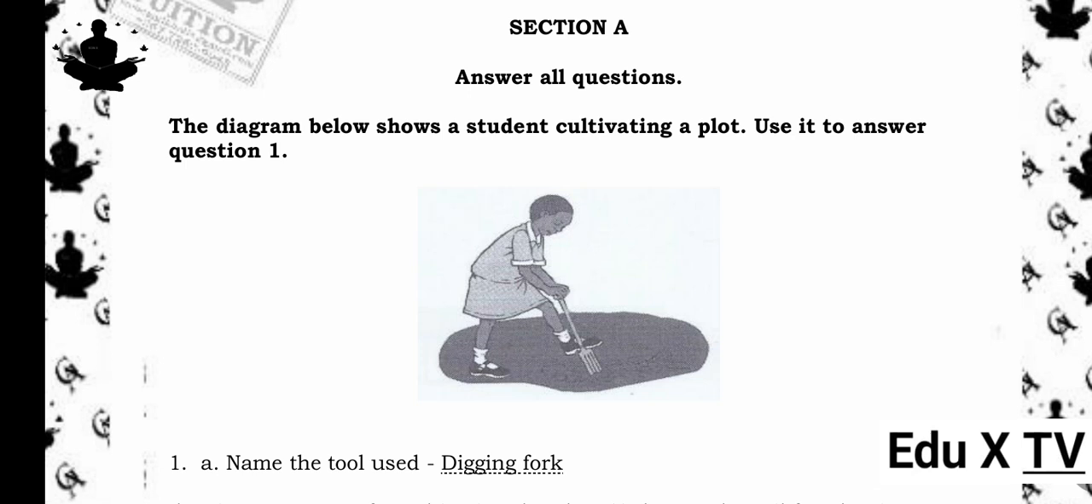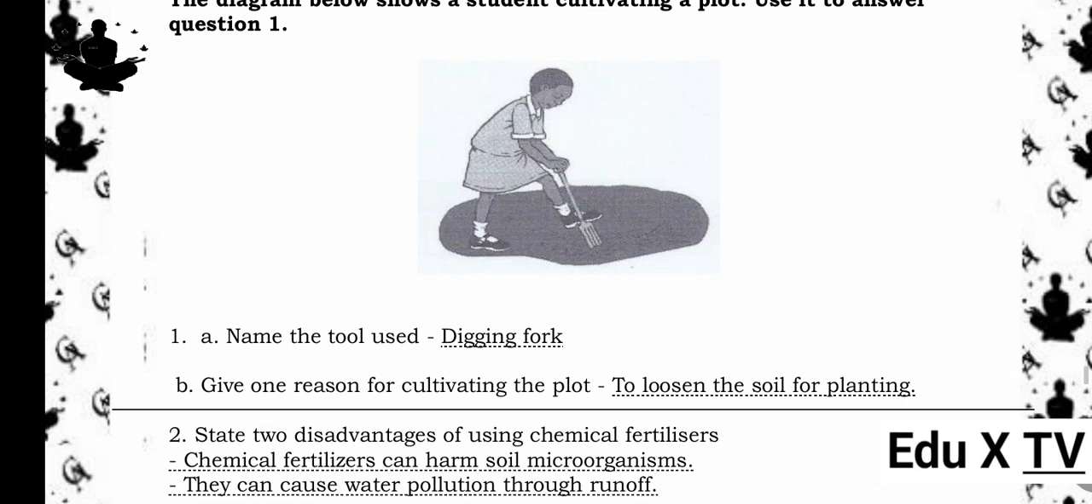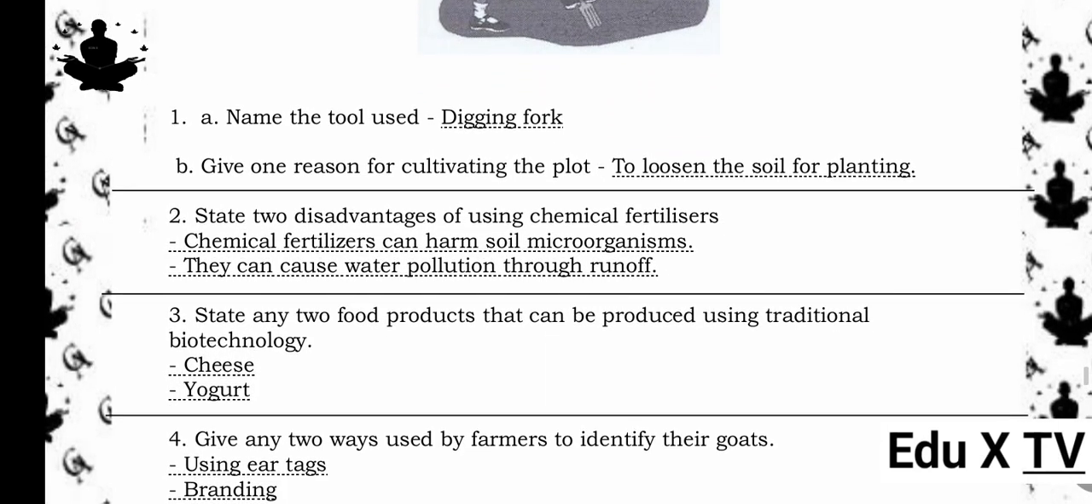Section A. Answer all questions. The diagram below shows a student cultivating a plot. Use it to answer question 1. 1. A. Name the tool used. Digging fork. B. Give one reason for cultivating the plot. To loosen the soil for planting.